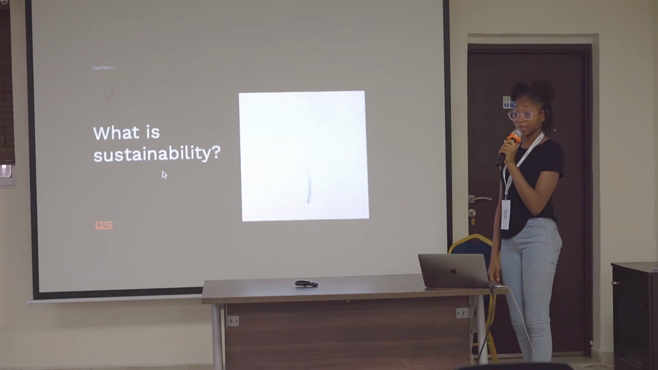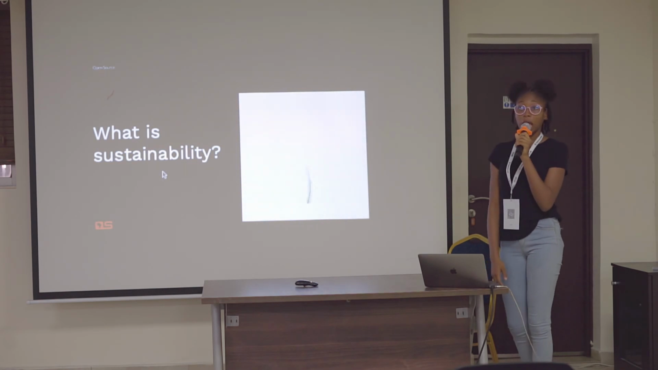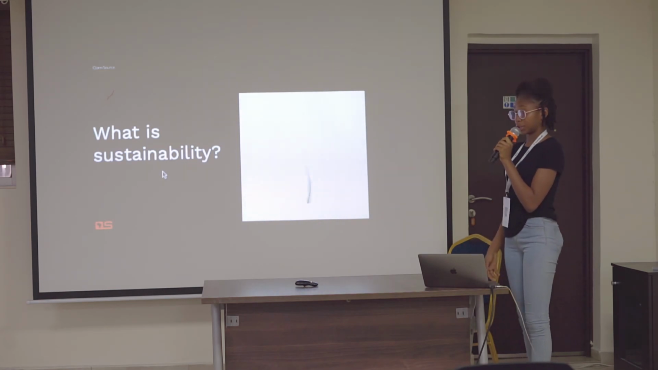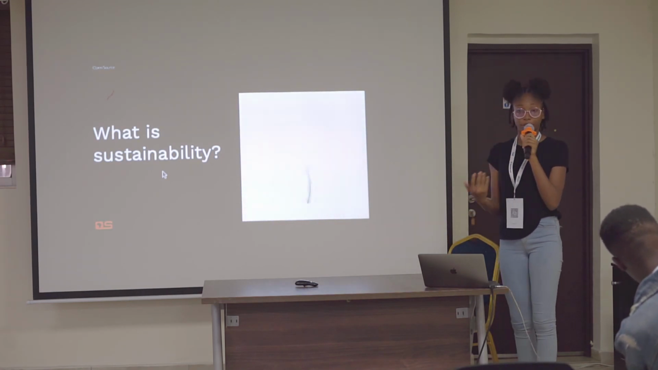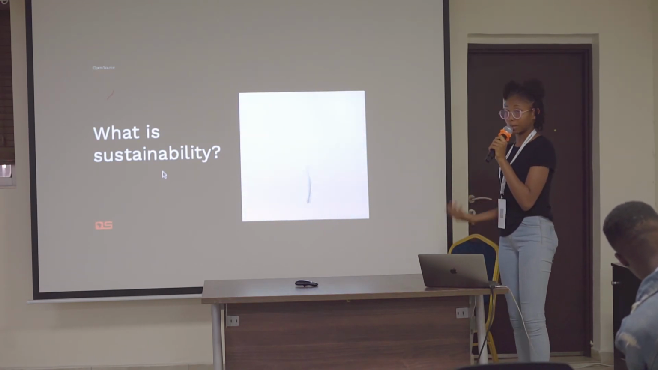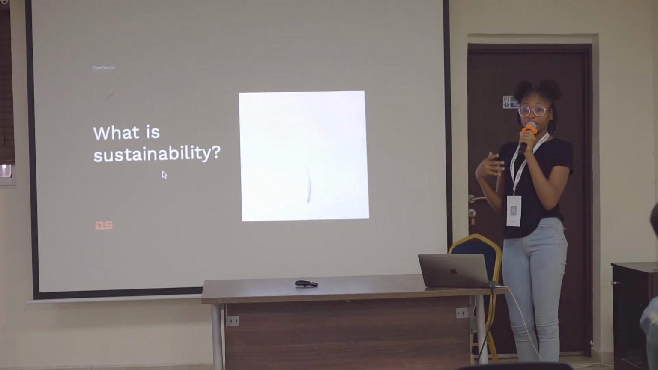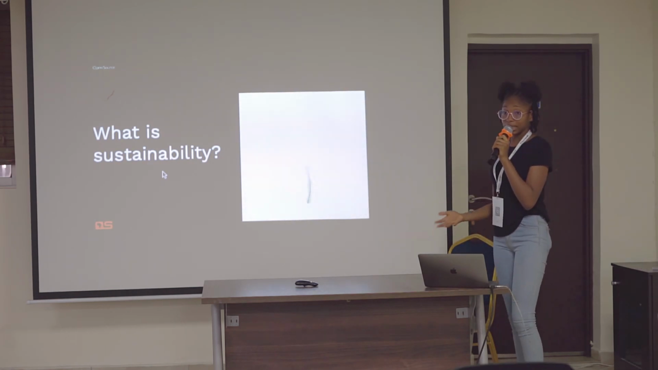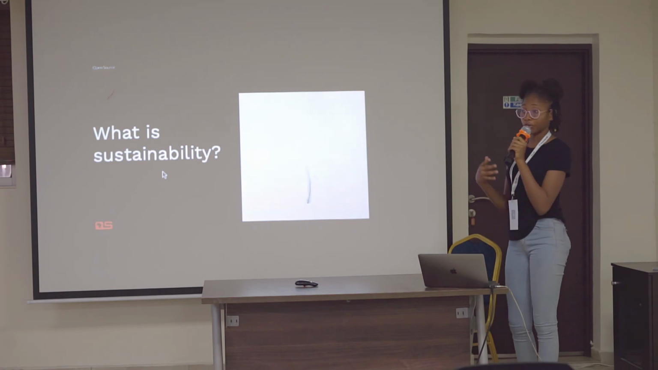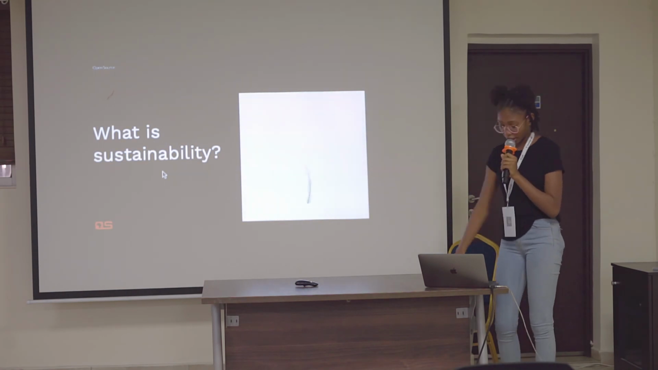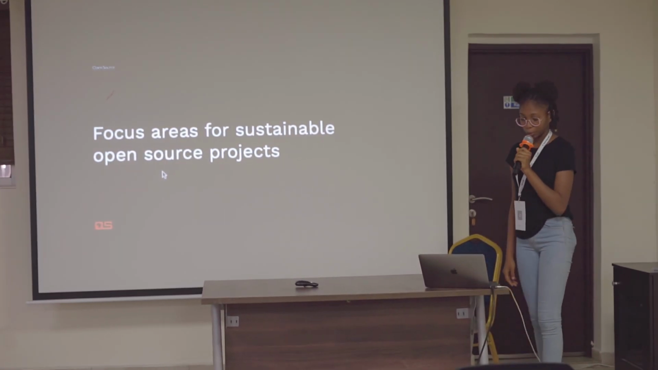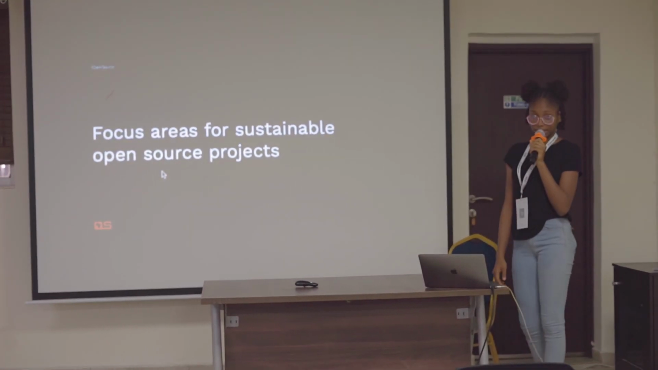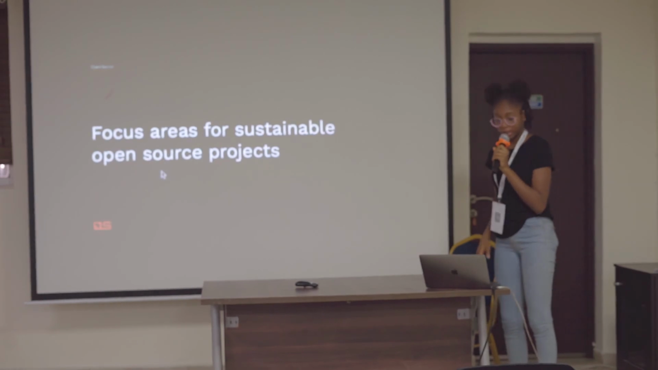The term sustainability means to sustain, and to sustain refers to the ability to continue over a long period of time. So in open source, sustainability is said to be the ability for an open source project to continue over a long period of time. The focus areas for sustainable open source projects: there are 4 focus areas.